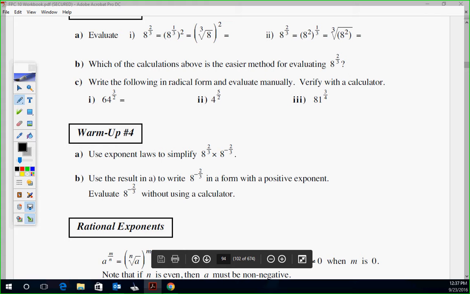Why does writing it 8 to the 1/3 help me? Because we know what the cube root of 8 is. What is the cube root of 8? It's 2. So then now you can write it as 2 squared equals 4. It's another way of breaking that down, kind of looking for a cube root that can be helpful.